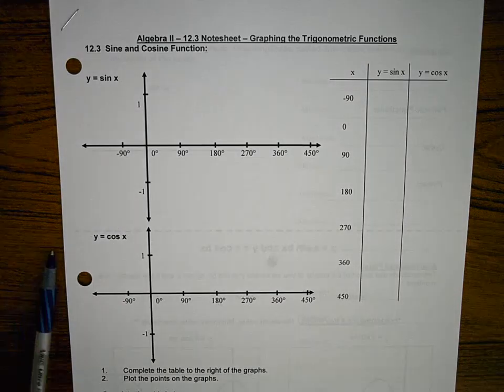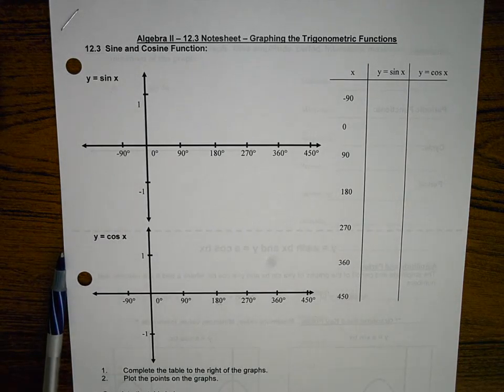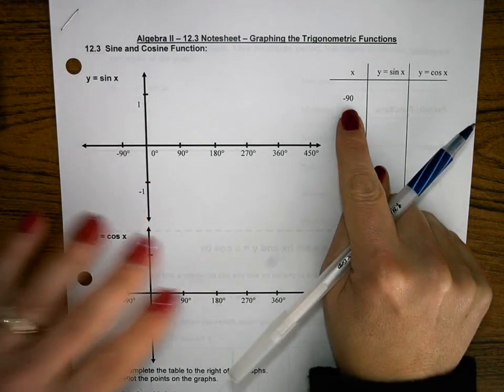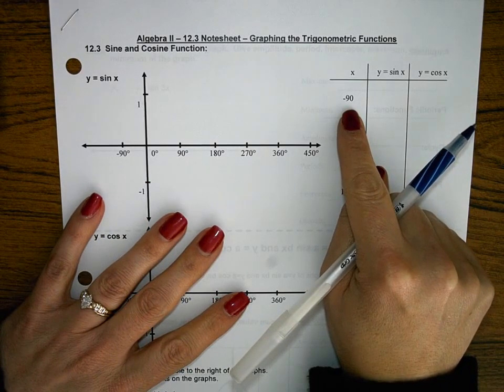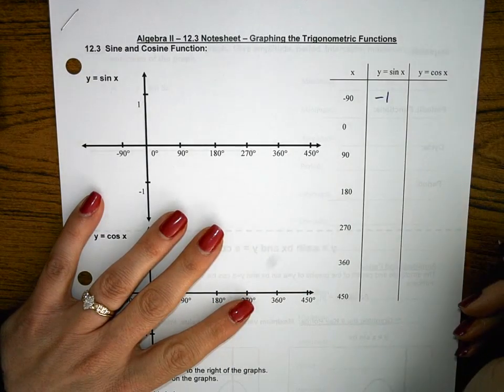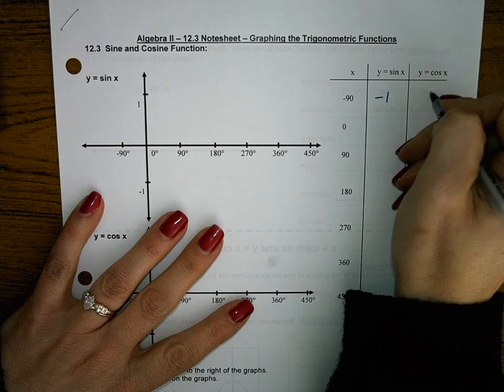All right. What we are looking at today is making the graphs of these sine and cosine functions. When you came in at the beginning of the hour, I asked you to find the sine and the cosine of some special angles. Does anybody have the sine of negative 90? Negative 1. Very nice. How about the cosine of negative 90? 0. I love it.